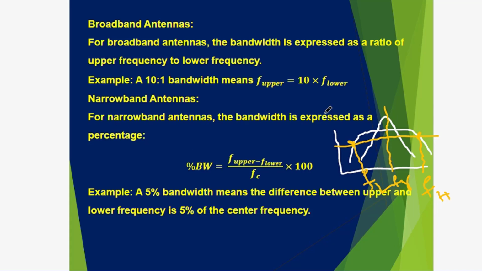And for narrowband antennas, the bandwidth is expressed as a percentage. That is, percentage bandwidth is equal to (F upper minus F lower) divided by FC, into 100. Example, a 5% bandwidth means the difference between upper and lower frequency is 5% of the center frequency.